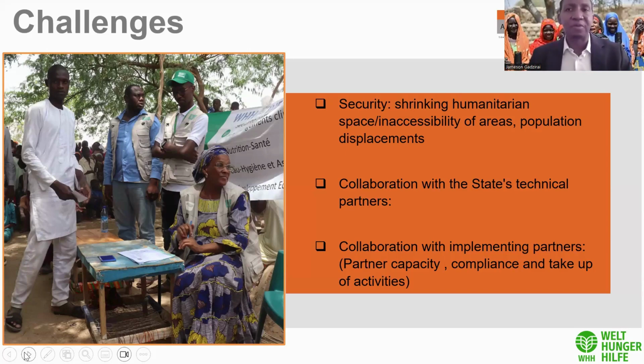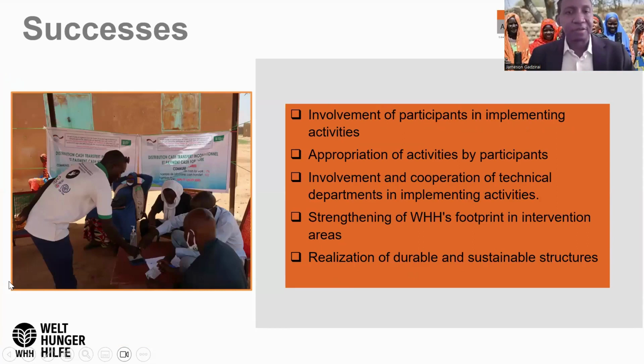And then also important for us has been the issue of how we can favor the uptake of our activities with the implementing partners. These are local organizations. Here we're looking at training. We're looking at also ensuring that they are accountable for the resources that they are using. So accountability, compliance, as well as take up and appropriation of activities over and above the life of the actual project. Let's move over to the successes.